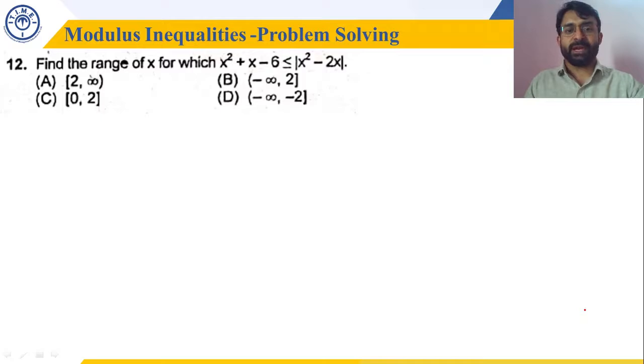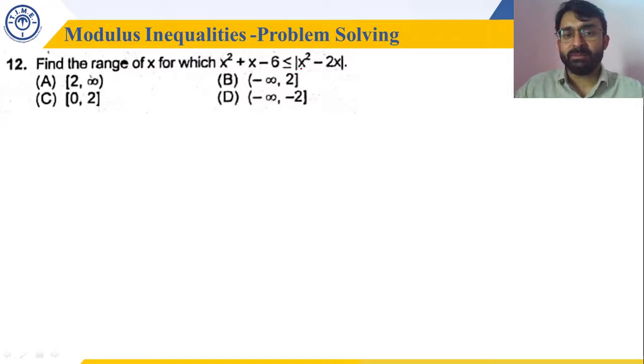Question number 12 in your handout. Now if you look at this question, it has quadratic expressions on both sides, in LHS as well as RHS of the inequation. x square plus x minus 6 is less than equal to mod of x square minus 2x. Now LHS does not have a mod, so we cannot take square on both the sides. Otherwise, even if we want to take square on both the sides, this will be a 4th order equation. It's a little difficult. So we'll try to make cases.